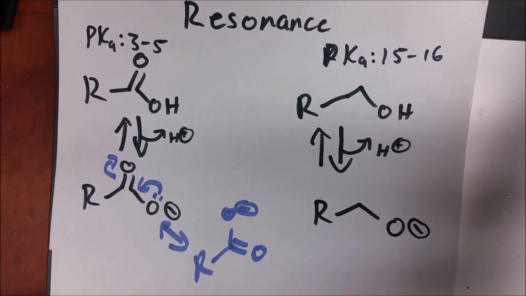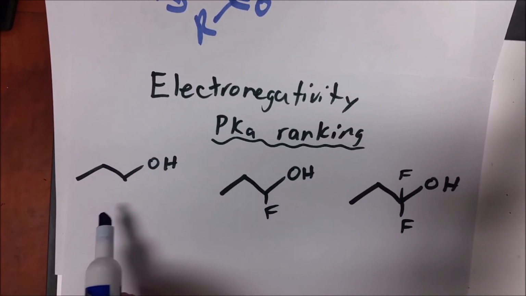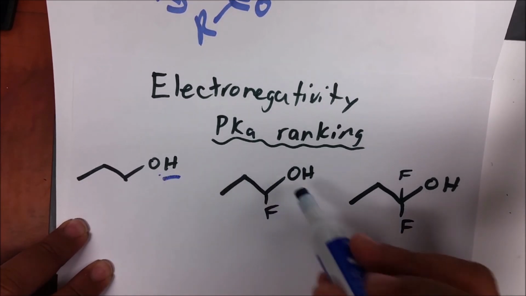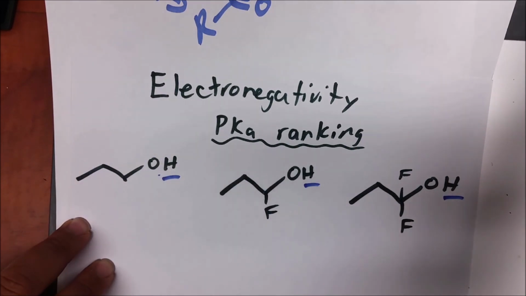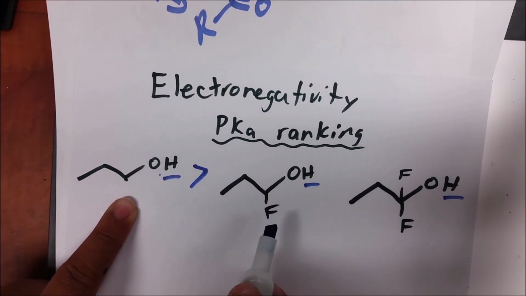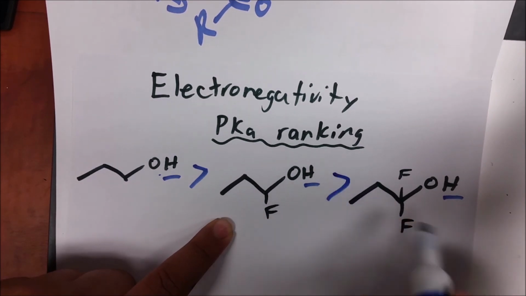Another thing we might want to look at now is electronegativity. So here we have a regular alcohol, an alcohol with 1 fluorine on it, and an alcohol with 2 fluorines on it. In both of these cases, case 2 and case 3, we have electron withdrawing groups. So what these electron withdrawing groups do, they make this OH bond weaker, which makes the molecule more acidic. So in these cases, the regular alcohol will have a higher pKa than the alcohol with 1 fluorine, and 1 fluorine will have a higher pKa than with 2 fluorines.